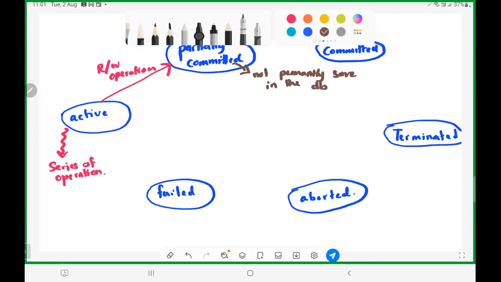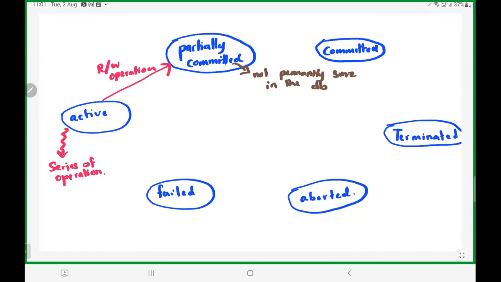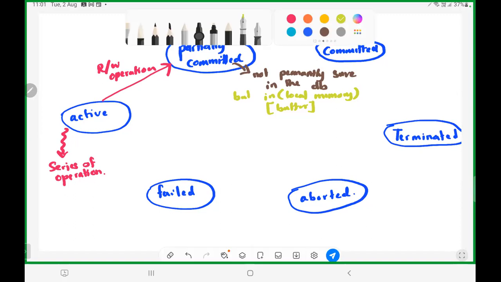But they are in a buffer. But they are in the local memory. They are in the buffer. They are not permanently saved to the main database, but they are in the buffer. Right? So that is the partially committed state.